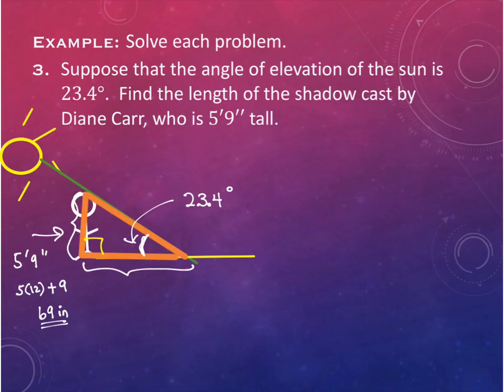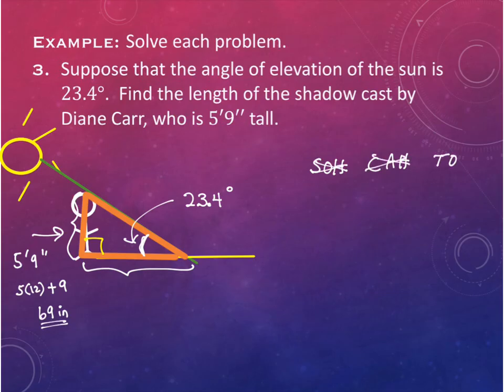and this right here is the side that we want to find. We want to find how long the shadow is. Okay, so what trig function relates the 69-inch tall person, this 23.4 degrees angle of elevation, and the shadow's length? Sine, cosine, tangent. Which one? Okay, so sine is opposite over hypotenuse. Do we know anything about the hypotenuse? We don't. And cosine also has hypotenuse in it.